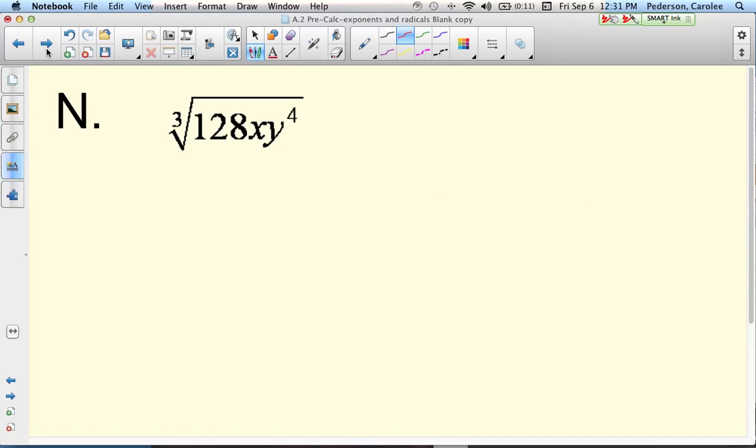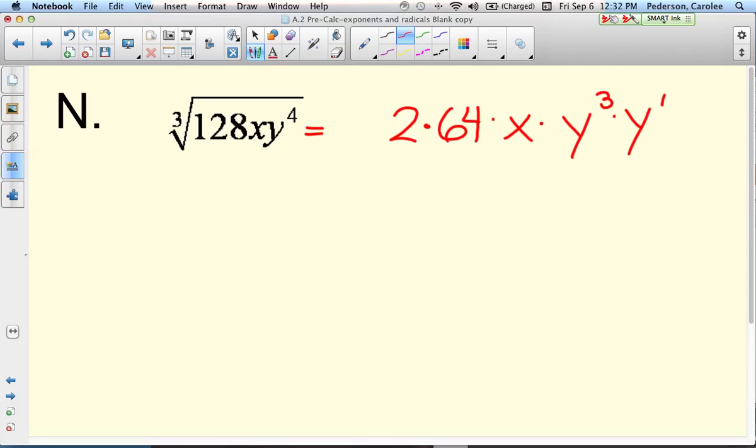Question N, we want to break down 128. 128 can be rewritten as 2 times 64. And then x, and then I'm going to break down y into y cubed and y to the 1. Notice my index is now a 3, so I'm looking for things that are raised to the third power. I need to change that 64 so that it is raised to the third power.